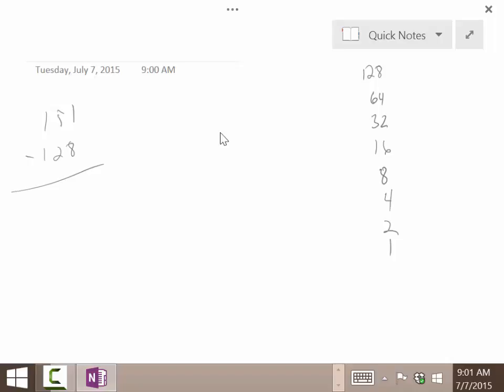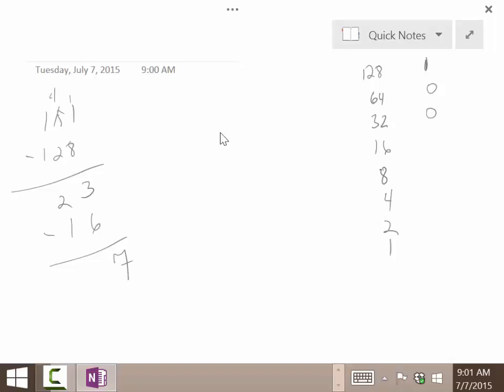128, I need to borrow a 1. So that gives me a 4. 11, that's a 3. It looks like I've got 23 left, correct? So we put a 1 here. I'll just put a 1 here. 23, 16 is the next one I can subtract from, right? So subtract 16, and that leaves me with, it looks like 7, is that correct?